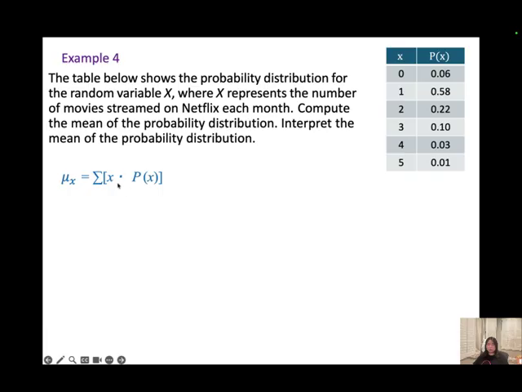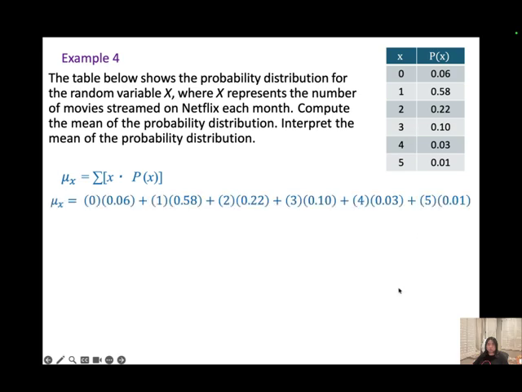Then we're going to do it one by one. X represents the 0 here. 0 times 0.06 plus 1 times 0.58 plus 2 times 0.22, and then add it all up. So you should have the work like this. Use your calculator. You're going to get 1.49.